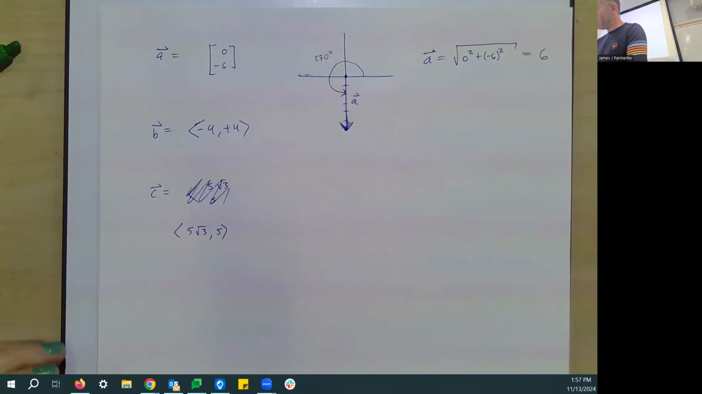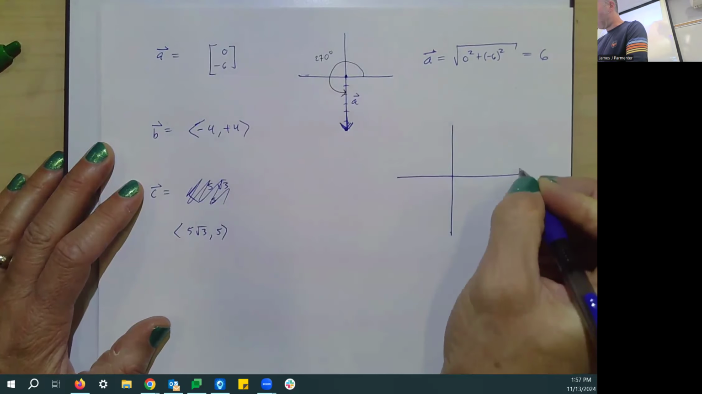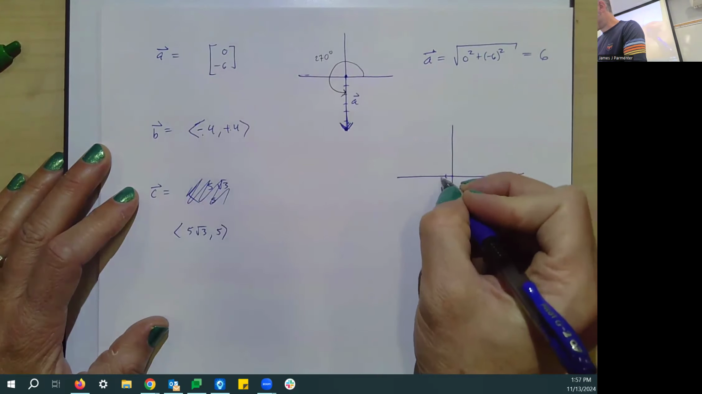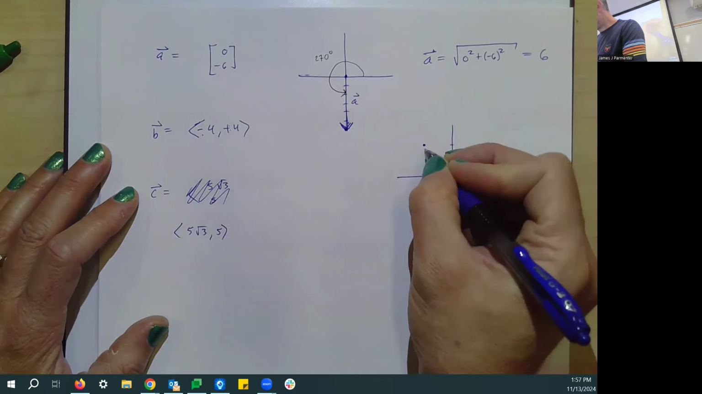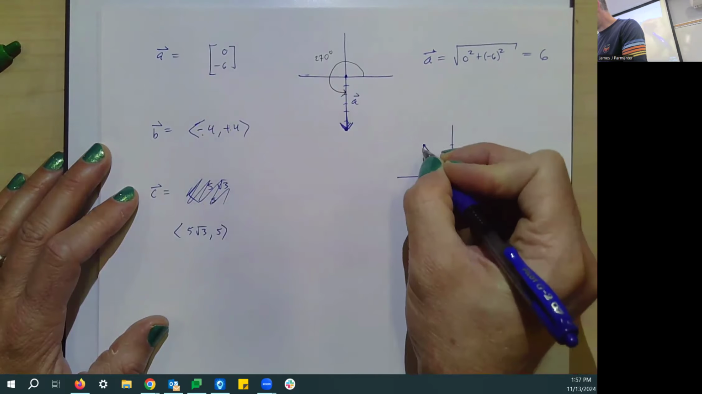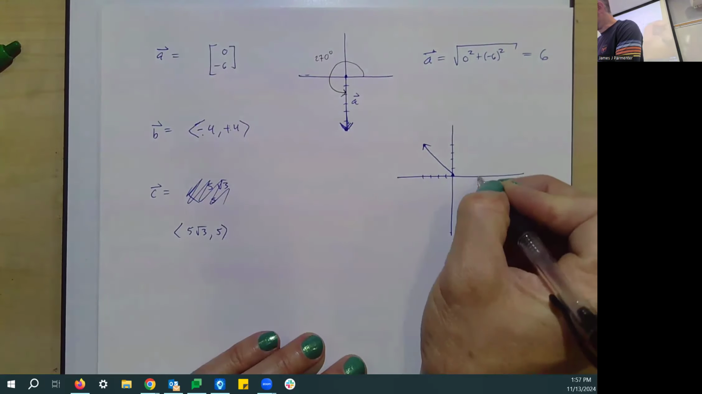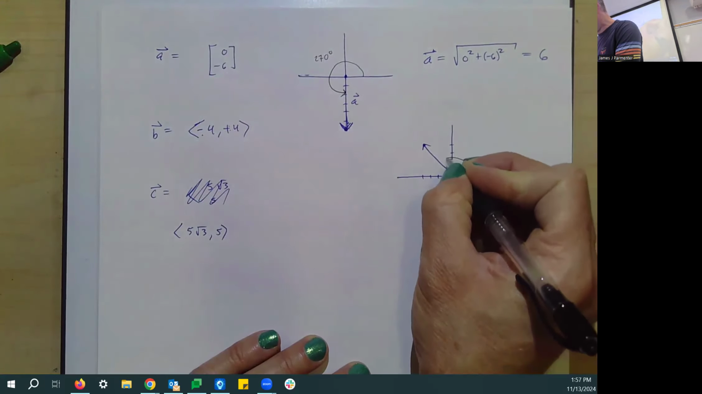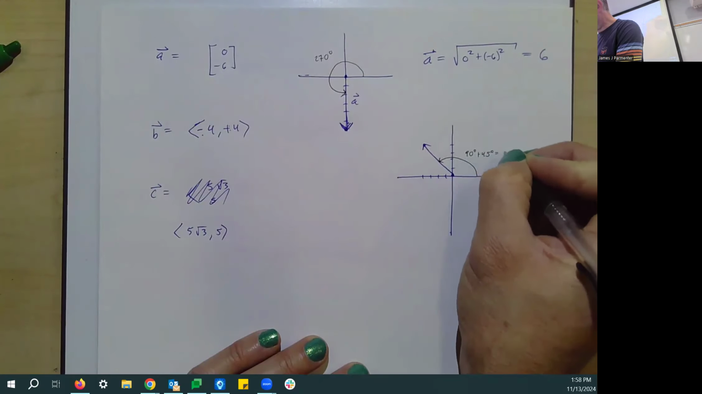In a similar way, for B over here, I'm going 4 left and then 4 up. If I was in the first quadrant going 4 over and 4 up, my angle would be 45 degrees. Because along the line y equals x, the angle is 45 degrees. This angle here looks like it's 90 degrees plus another 45 degrees, which is 135 degrees.